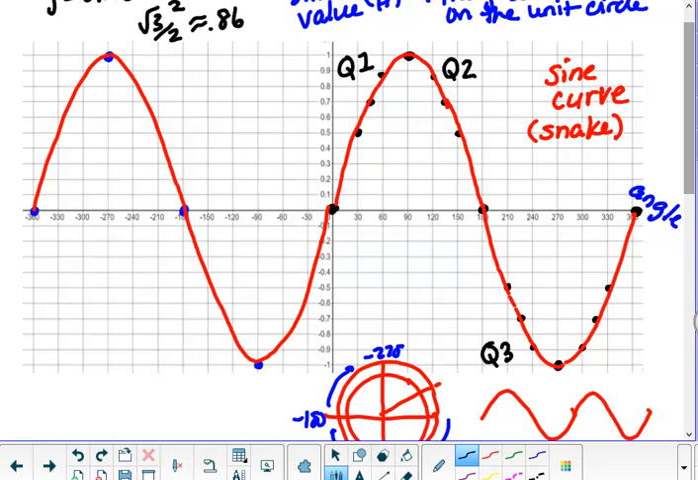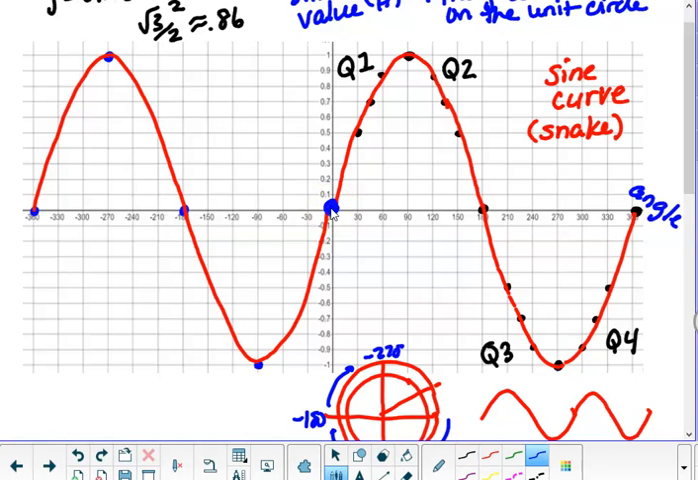I forgot to write quadrant 4 down here. This would be my quadrant 4 part. Now, what was I going to say? There was something important. I actually had to pause the video to figure it out. I just wanted you to label the key points.